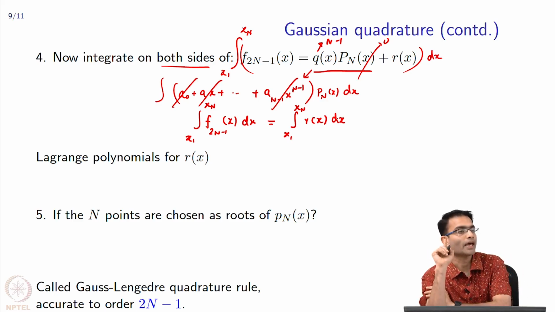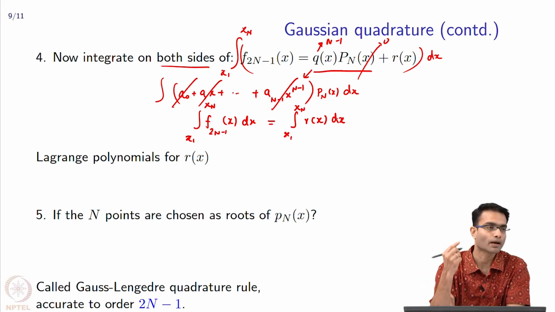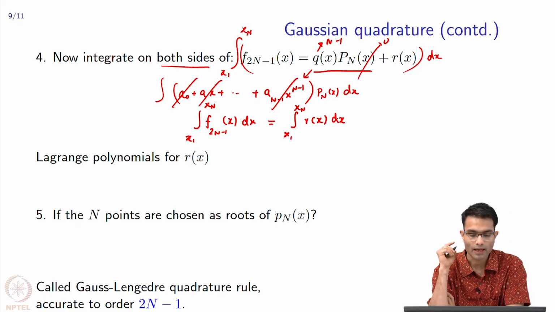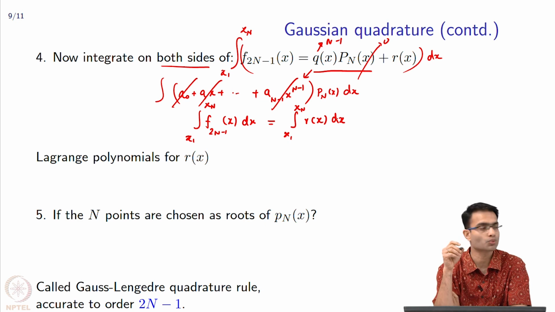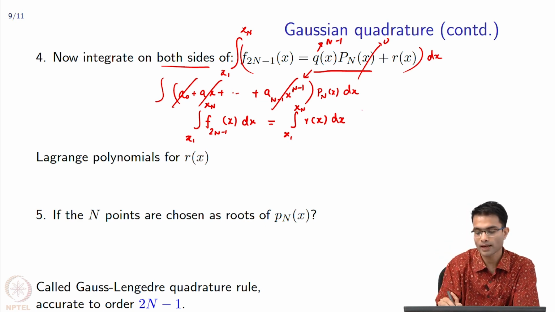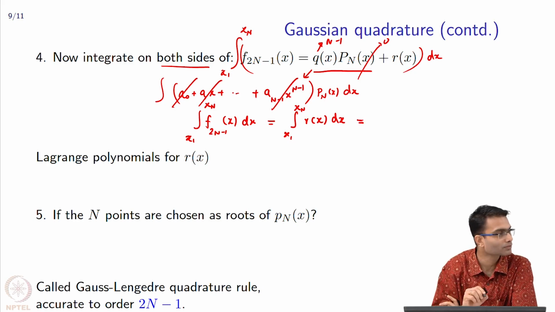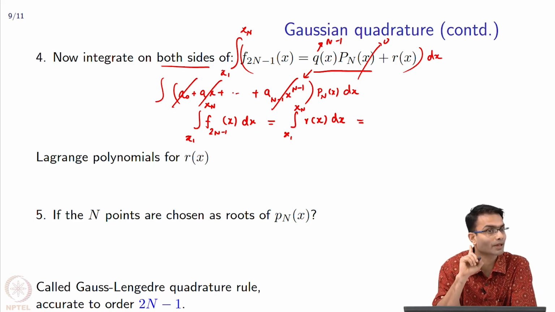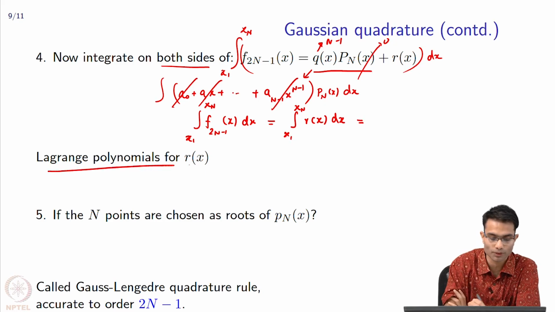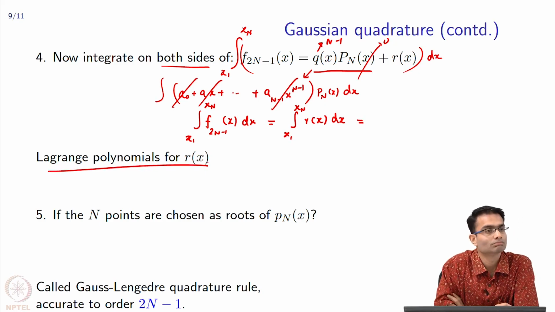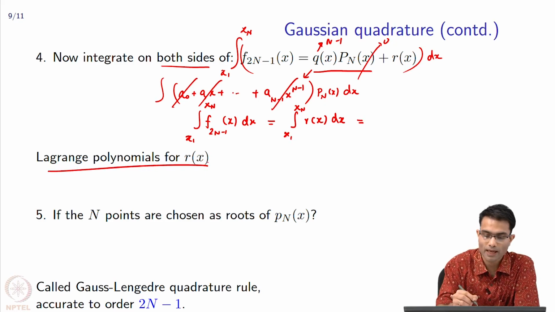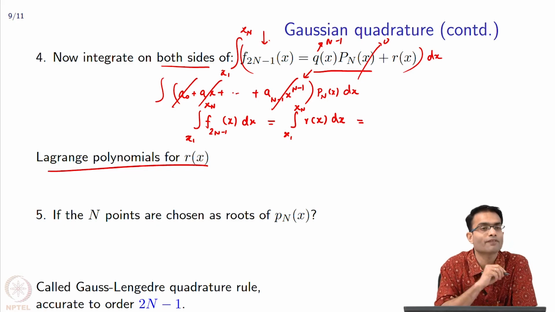We have n points at which I have a possibility of evaluating my function. Okay. So, supposing I were to use those n points, can I simplify this further in terms of what we already learned? Can I construct a Lagrange polynomial for Rx? I can, right, because I have an expression for f2n minus 1 x.